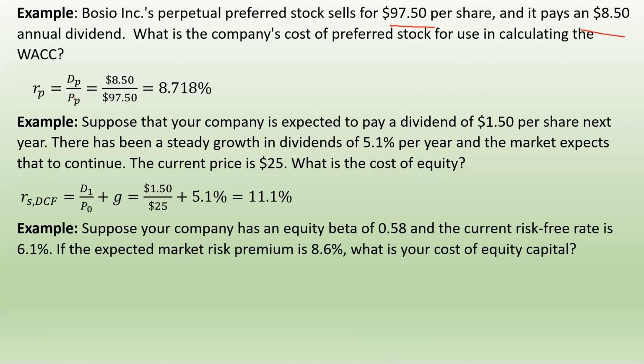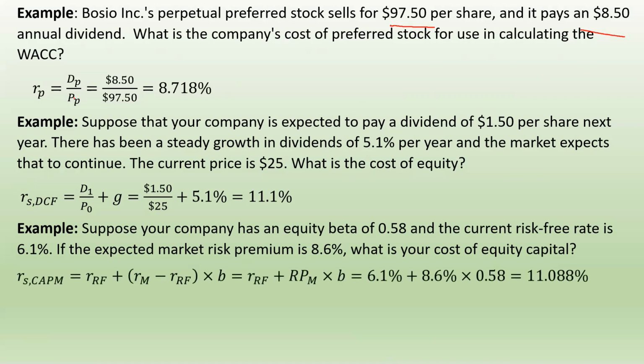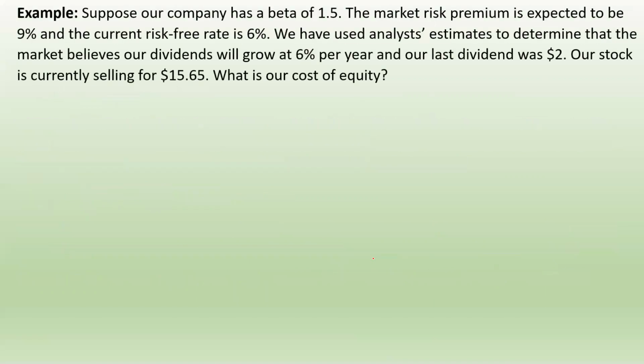The next one, we use CAPM because we have beta, risk-free rate, and market risk premium. And remember, the market risk premium again is RM minus the risk-free rate. So we find that the cost of equity is 11.088%.